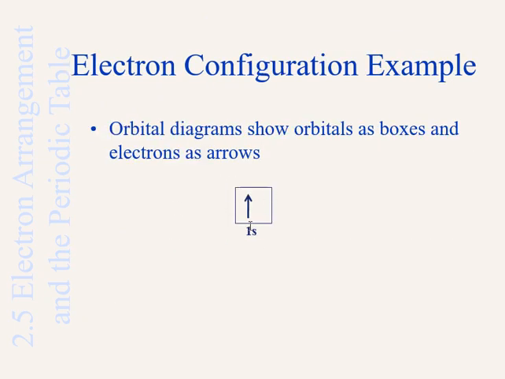Sometimes when we want to show the actual way we are filling up, that's when we draw something called orbital diagrams, which are just boxes, and we show electrons as arrows. So for example, 1s has only 1 orbital, shown here as a box, and within that you can have 2 electrons, but here we are showing 1.